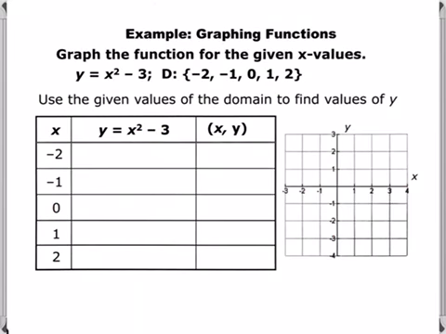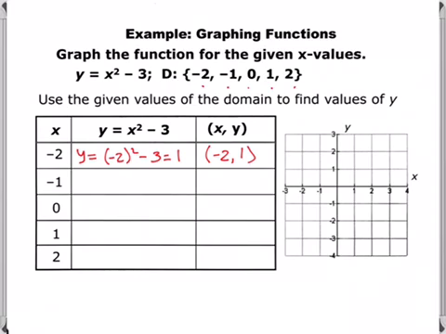Example 2, we're graphing the function rule y equals x squared minus 3 for the values -2, -1, 0, 1, and 2 for x. So we'll do the first one together. Let's plug in -2 for x. You've got -2 squared. I recommend putting this in parentheses when you put it in your calculator. Minus 3. So -2 squared is 4. 4 minus 3 is 1. So we've got the point -2, 1.